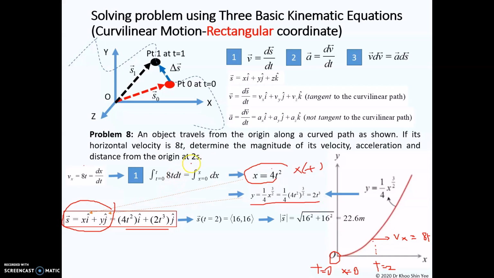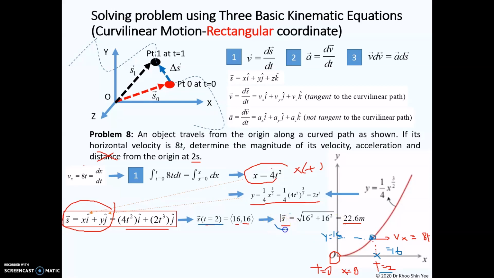And we want to know the magnitude of displacement at t equal to 2. Therefore, you substitute 2 in. So 4 multiplied by 2 squared, you obtain 16. 2 multiplied by 2 to the power of 3, you obtain 16. So this is the displacement vector. And then to find the magnitude, you need to take the square root of 16 squared plus 16 squared, which gives you 22.6 meters. So you now know at t equal to 2, your x is equal to 16, and the y position is equal to 16 as well.